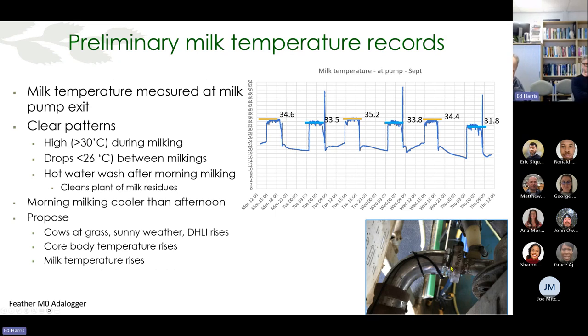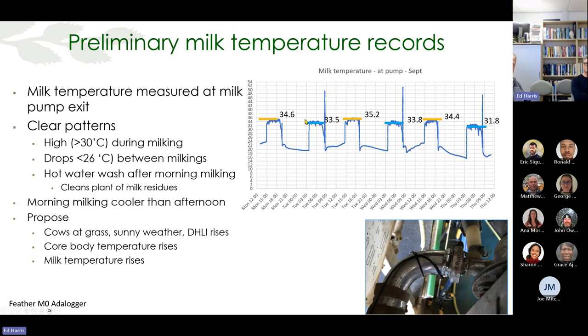In here, under that Jubilee clip, is a thermistor, which is measuring the temperature of the milk. This is the milk pump here, the vanes of the pump are in there, and this is the exit on the milk pump. So that's probably always full of milk. Okay, and you can see that during milking, temperatures run in the mid 30s. Cow's body temperature is 37, 38 degrees, so it has dropped a little bit.